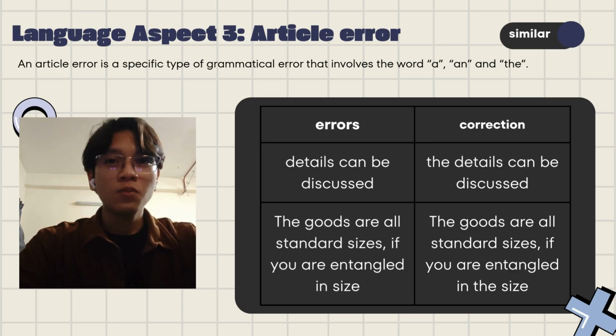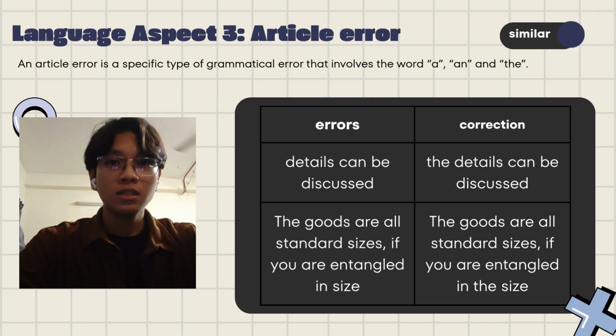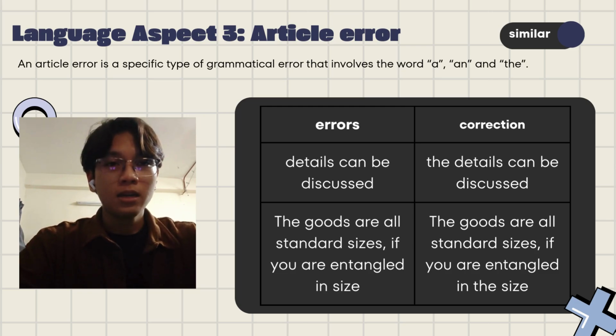Now let's move on to the second one. "The goods are all standard sizes. If you are entangled in size" misses the word "the", treating it as an abstract concept instead of a specific choice. The corrected version: "The goods are all standard sizes. If you are entangled in this size." We add the word "the" to clarify the customer's particular sizing concept, which can also improve the customer's readability.